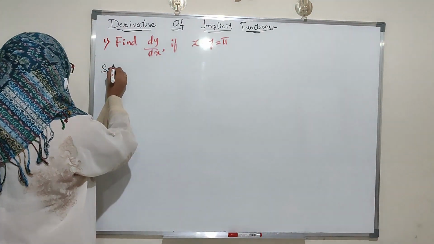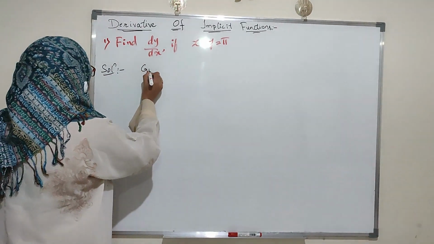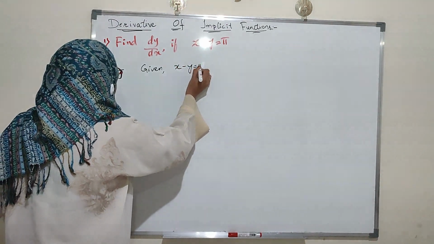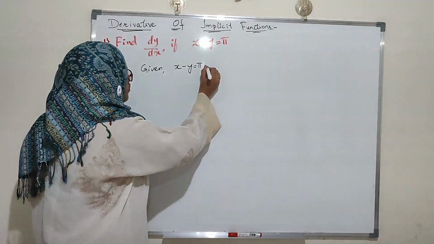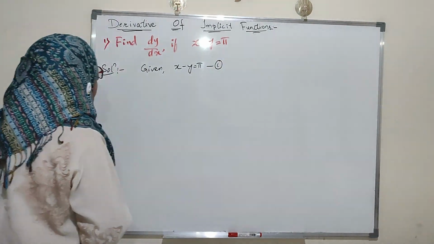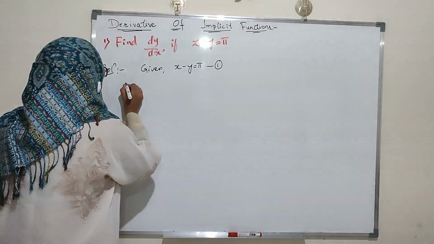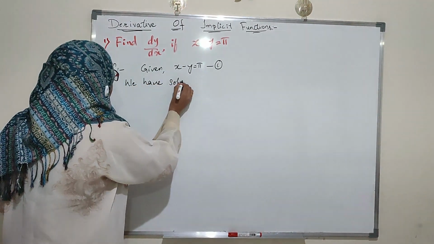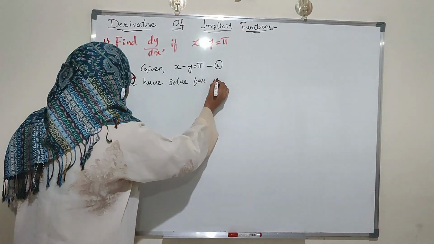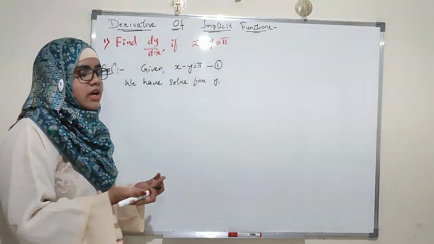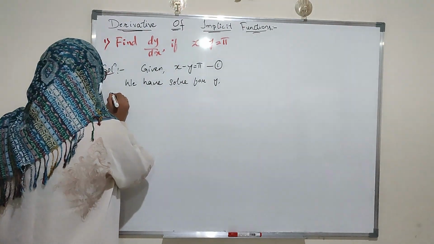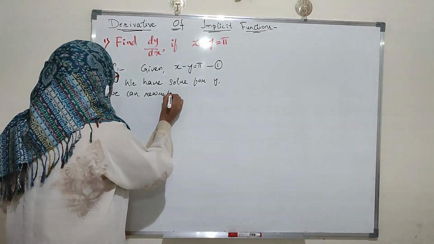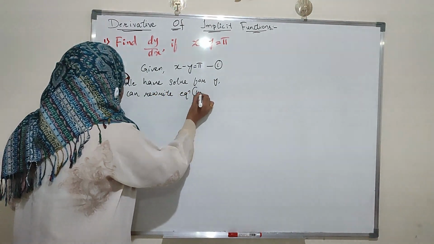Write the solution. First write the given: x minus y equal to pi. Name this equation 1. We have to solve this equation for y. So we can rewrite equation 1.